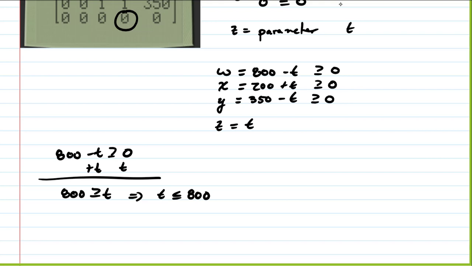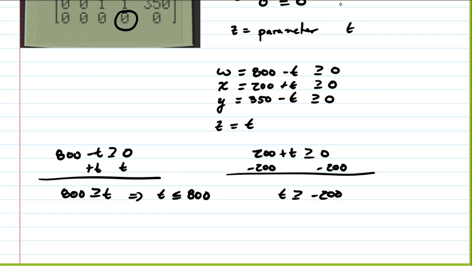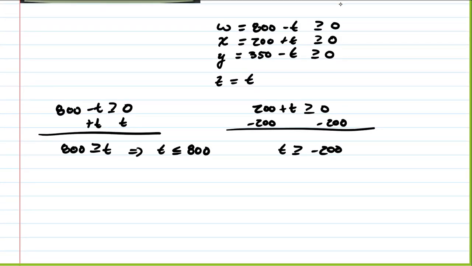Okay? Our second one says that this one's not going to be helpful. 200 plus T has to be greater than or equal to 0. So we minus 200, we minus 200. But we actually already knew this, that T can't be negative. So T has to be bigger than 200.